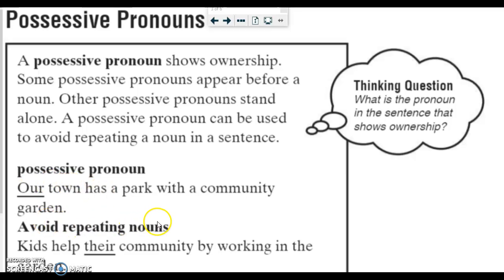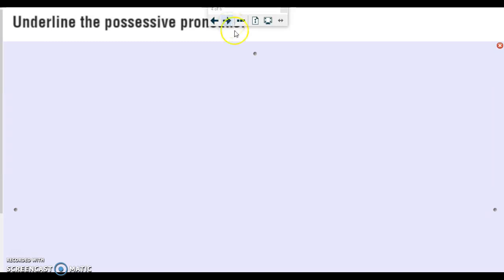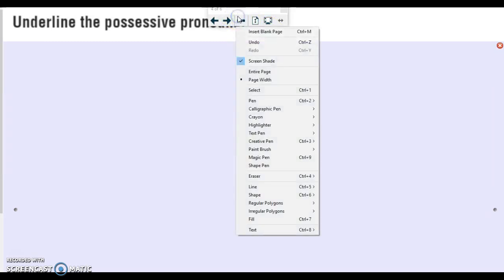Avoid repeating nouns. Kids help their community by working in the garden. Right there, you can look and see whose community is it? It's their community. Granted, do we know whose it is? No, but it's still telling you who it really belongs to. Okay, let's try some out.